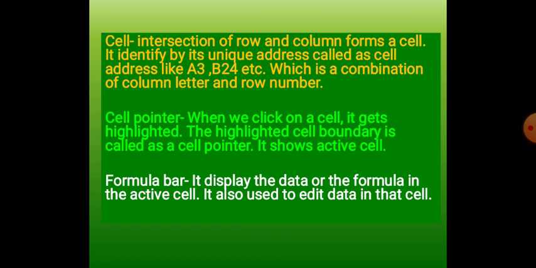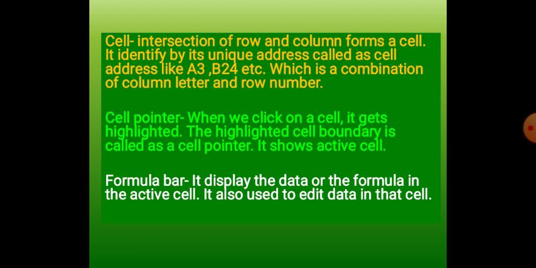Cell pointer. When we click on any cell, we see that the cell gets highlighted with the cell boundary, and that cell boundary is known as a cell pointer. It shows the active cell. What is the use of the cell pointer, children? Whenever we type something on the keyboard, that content comes in the active cell. And we can also see the active cell address in the name box.